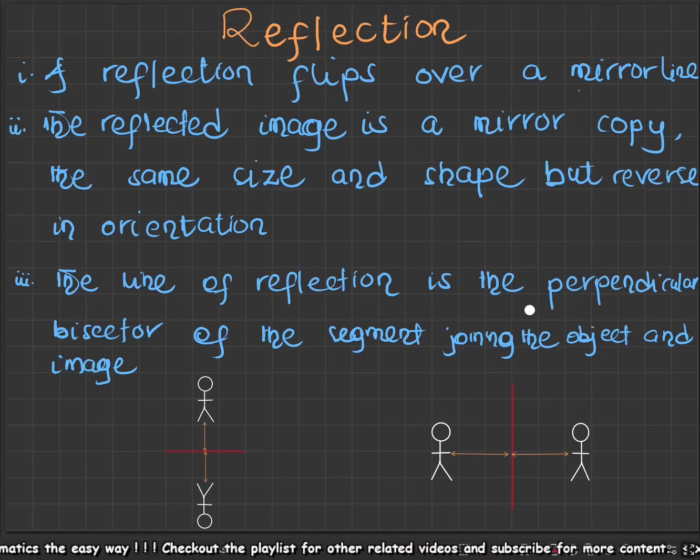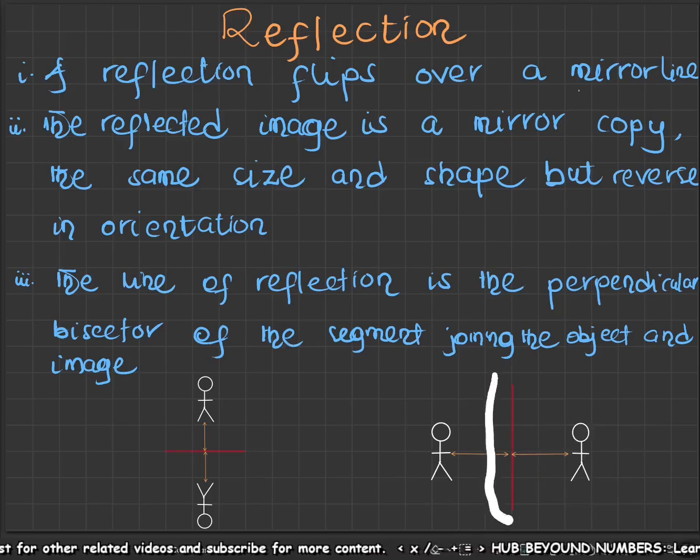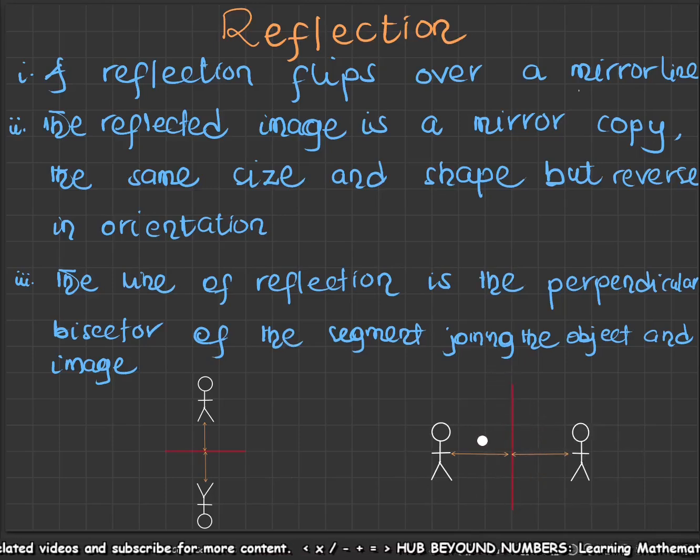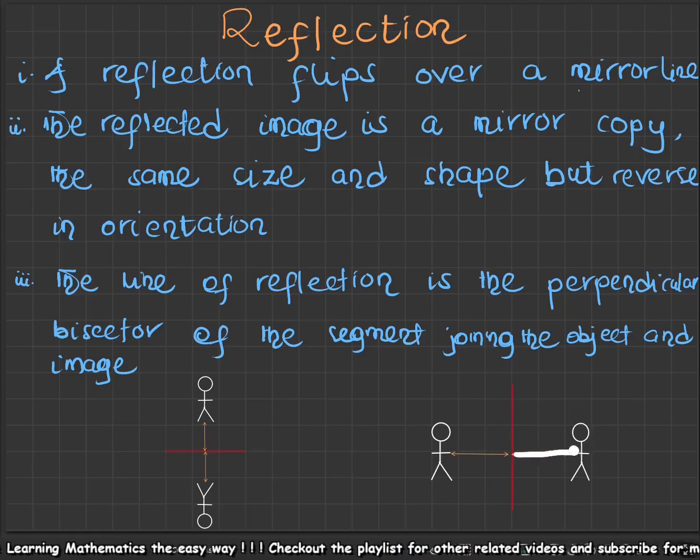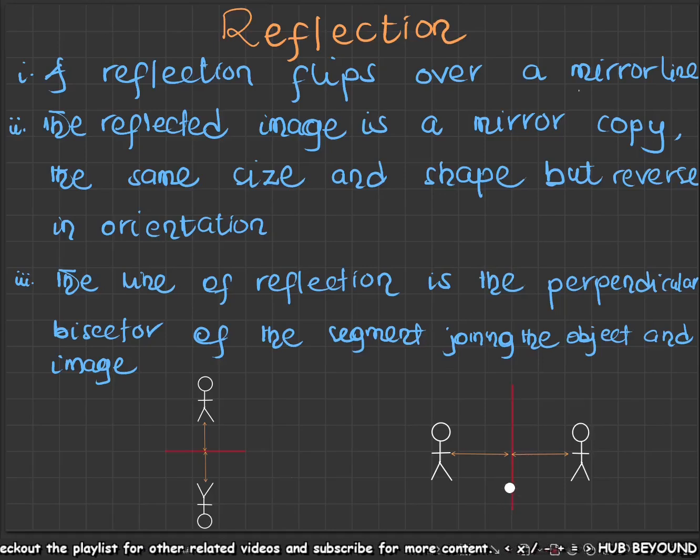The line of reflection is a perpendicular bisector of the segments joining the object and the image. This here is the object. This here is the image. Now, this line here is what we call the line of reflection, or the mirror line. It is a perpendicular bisector. It simply means that it divides the distance between the object and the image such that the distance from the mirror line to the image is the same as the distance from the object to the mirror line. That is why we say it's a perpendicular bisector. So this is just some tips on reflection.